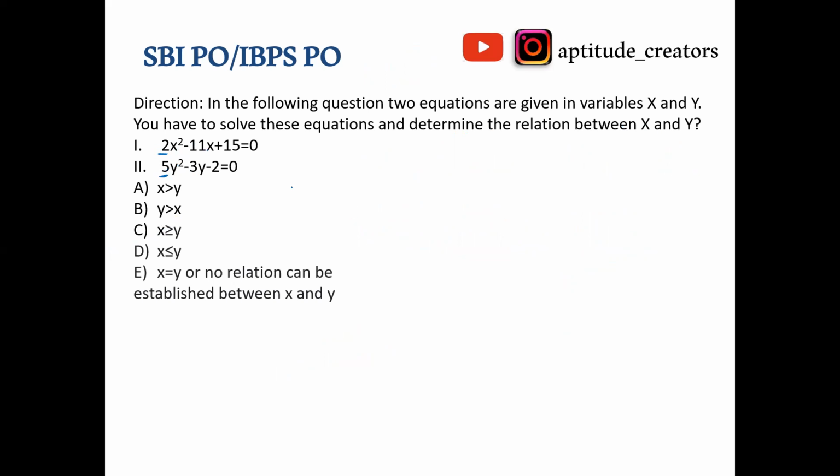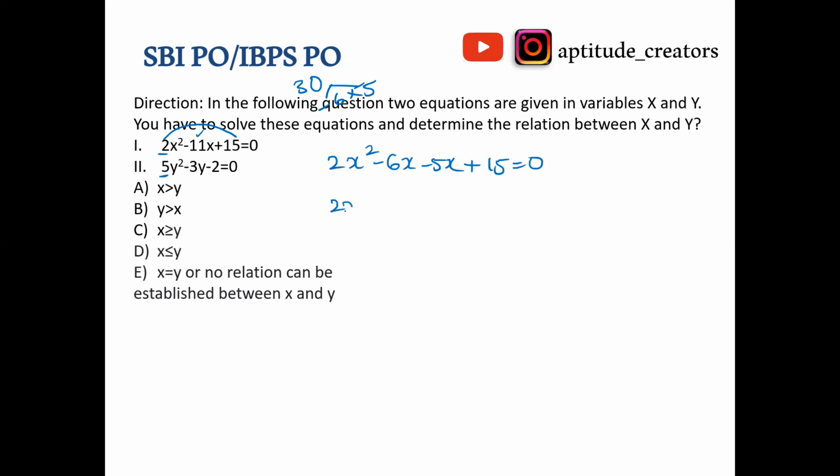First, what we have to do, we have to multiply 15 into 2, it is giving the result as 30. Now I have to write the 30 in terms of 11. Now how can I split it? 6 into 5, it is giving the result as 30. Now can I write minus 6 minus 5? It is giving the result as minus 11. Correct?